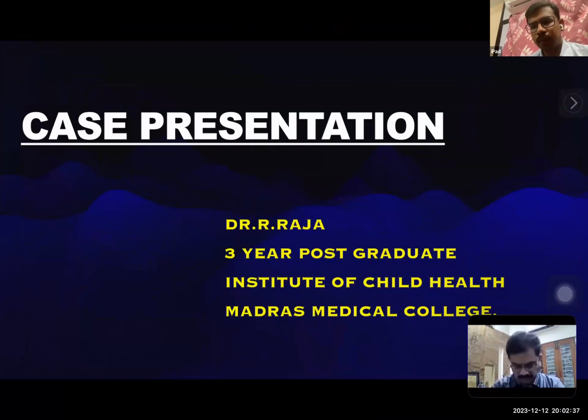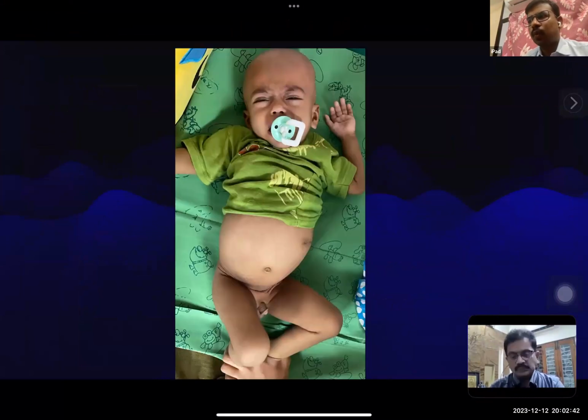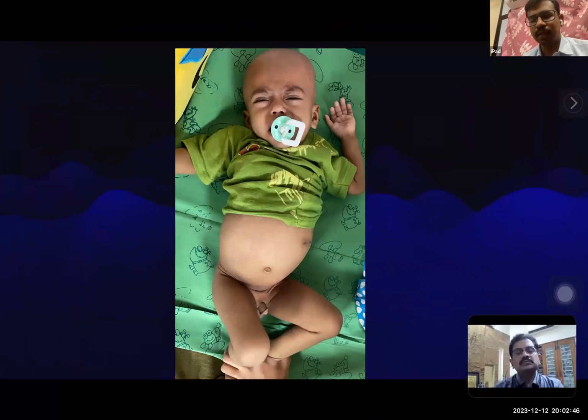Good evening, all. I'm Dr. Raja, third year postgraduate from Institute of Child Health, Madras Medical College. My case is a 1-year-old male child who was brought by his mother. Informant is his mother, reliability is fair. Came with the chief complaints of abdominal distension for 15 days duration.